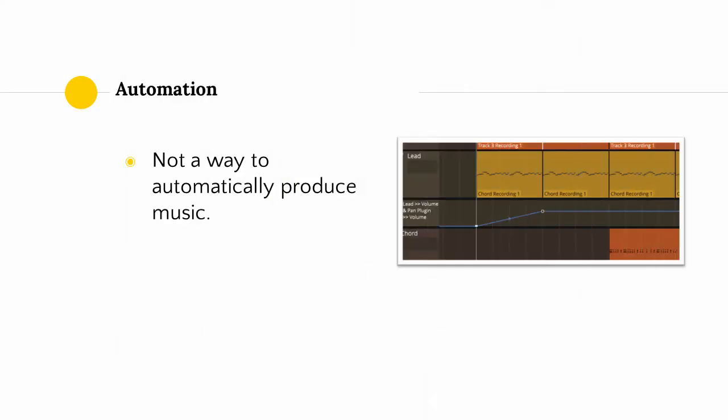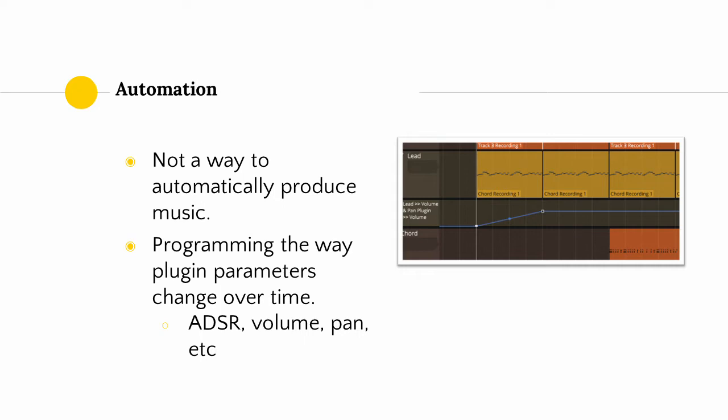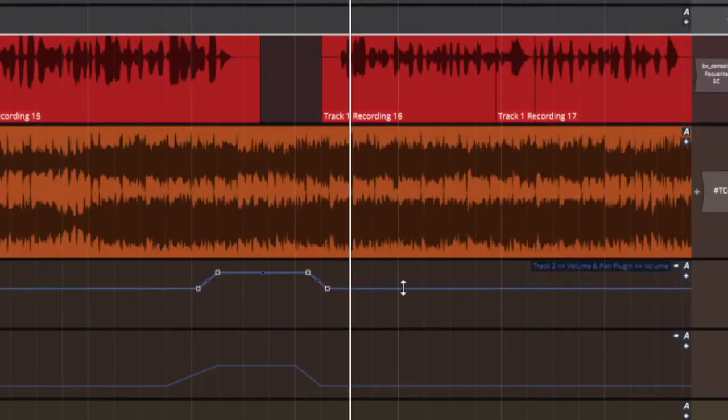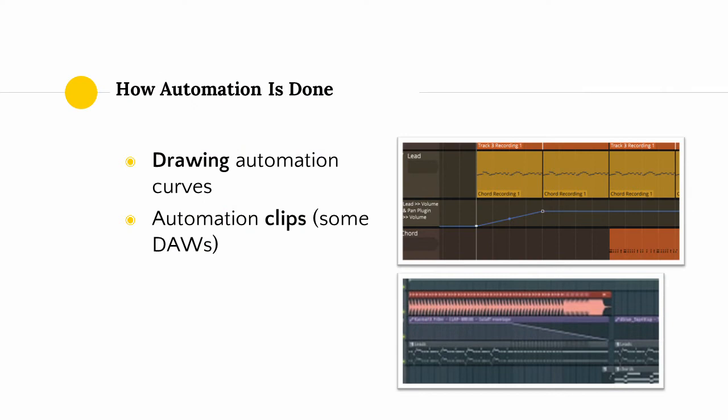Unfortunately, automation is not a way to automatically produce music. What it is, is a means of automating or programming the way that plugin parameters change over time. This can entail things like the ADSR settings on a synthesizer that you saw in the subtractive synthesis demo, or parameters like volume and pan. Typically, automation is done in the DAW by drawing automation curves for the plugin parameter that you want to control. However, some DAWs like FL Studio also allow you to manipulate automation through the use of clips, much in the way that you would manipulate audio or MIDI clips.